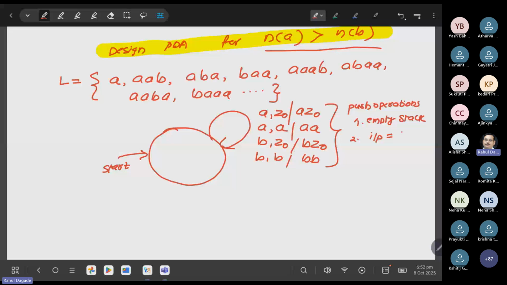Now we have the pop operation. A pop operation is done when we have a different input and top of stack. That is, when A is the input and B is on stack, we pop it. B is the input and A is on stack, then pop it. So what are these operations? These are pop operations, when input is not equal to top of stack.